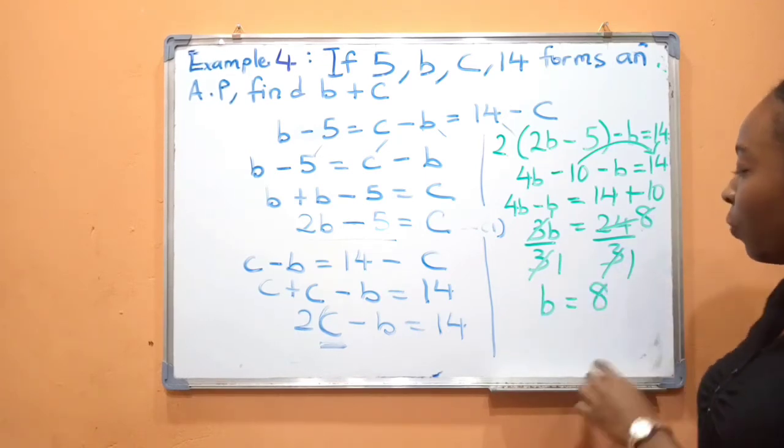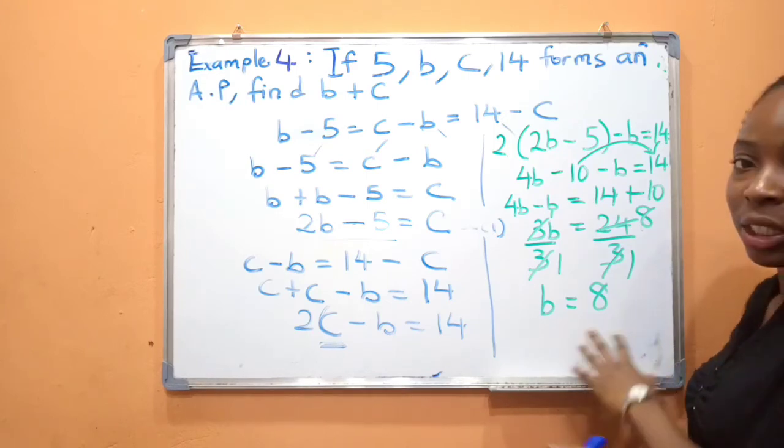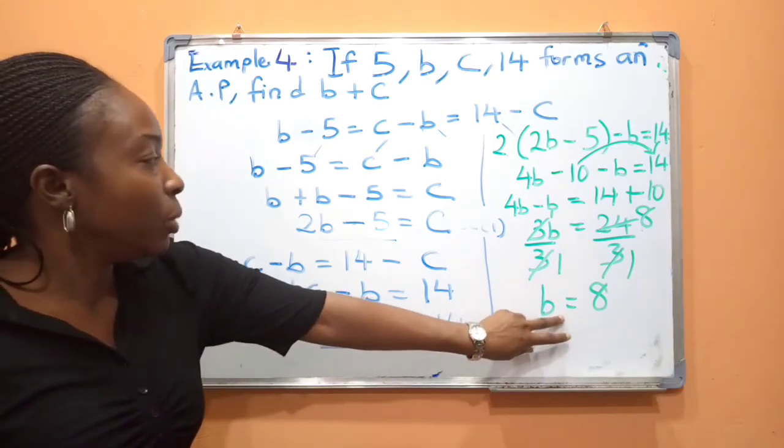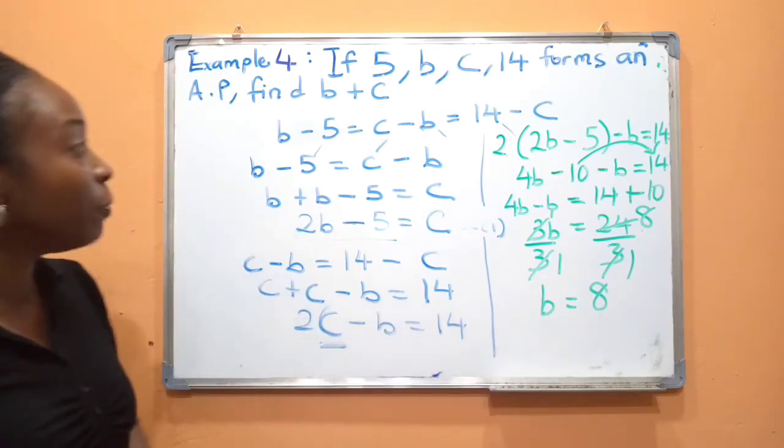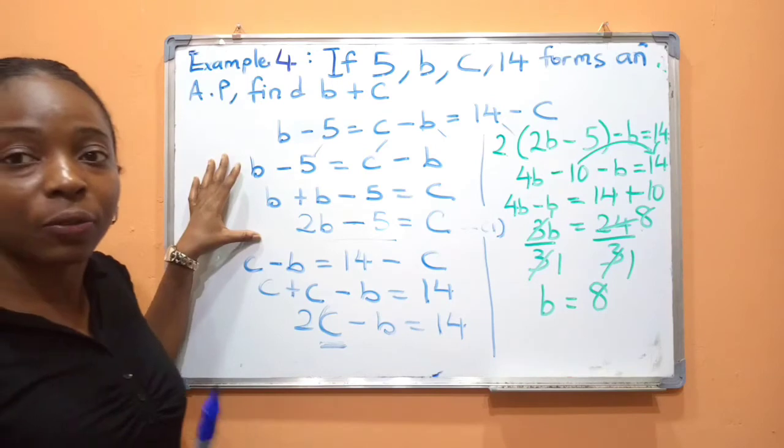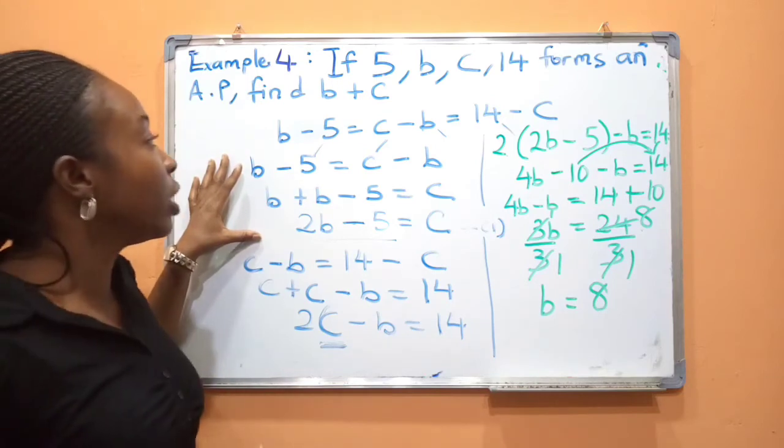So we've been able to find what b is. Now that we know the value of b, it becomes easy. We can easily put 8 wherever we have b, and we are able to find the value of c. So let's go ahead and do that.